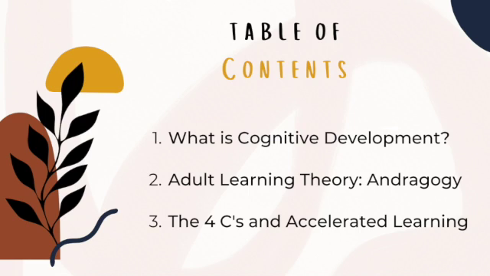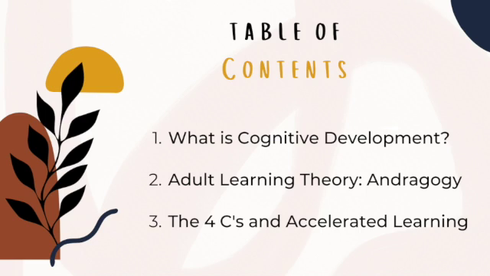Over the course of the previous two modules, we have been exploring the factors that contribute to a student's success, the systemic factors requiring an equity perspective, and the social-emotional factors requiring empathy, vulnerability, and kindness. Now we are going to look at the factors taking place in the brain and how that impacts the way you should present information. In this module, we will be discussing the following topics. What is cognitive development? Adult learning theory, andragogy, the 4 C's.